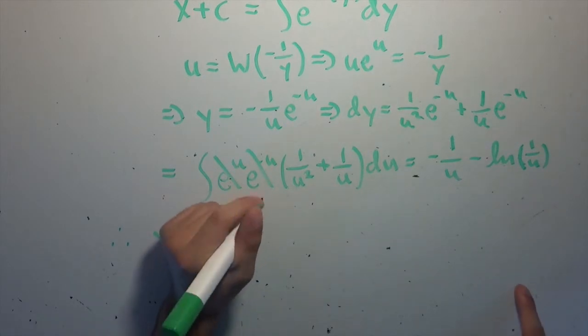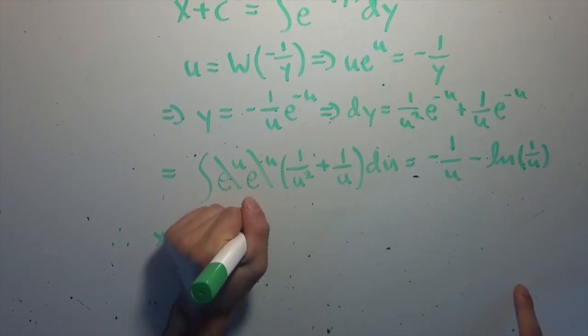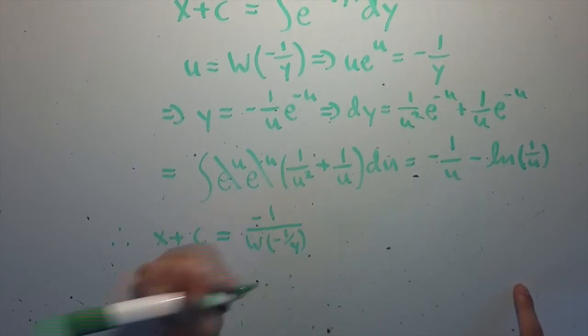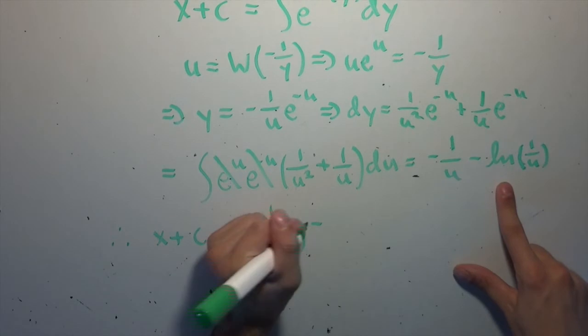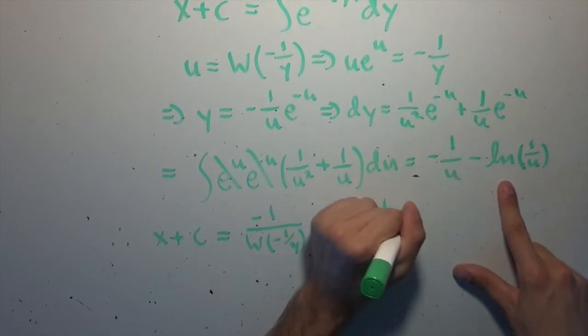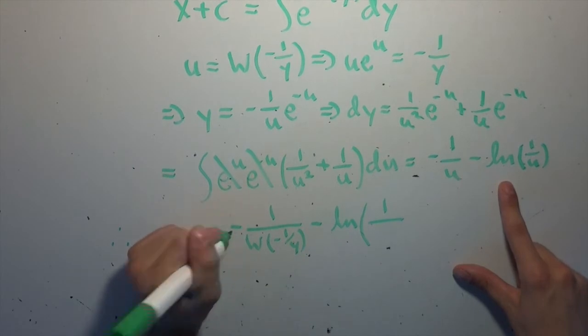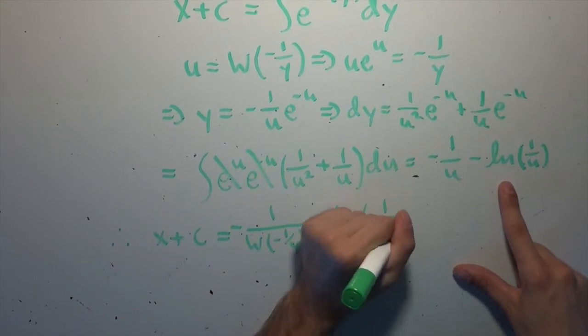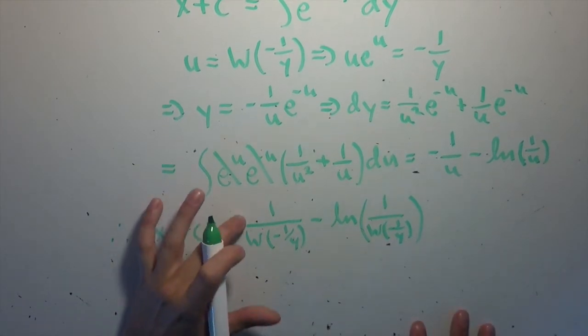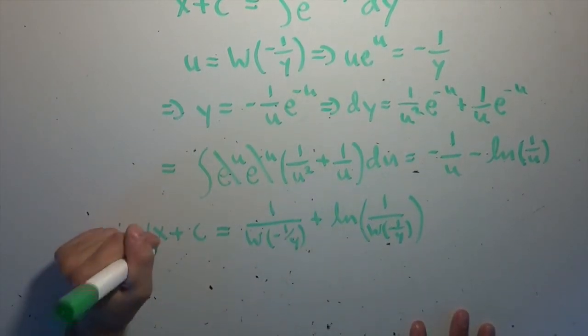And so what we end up with is minus 1 over u, so minus 1 divided by w of negative 1 over y, minus the natural logarithm of 1 over w of negative 1 over y, like so. And now all I'm going to do is multiply the negative 1 to both sides, like so.